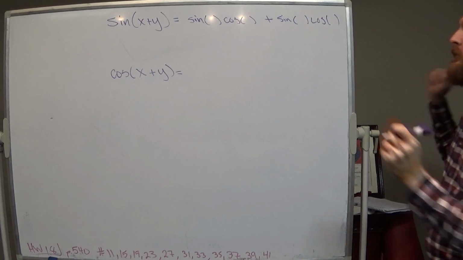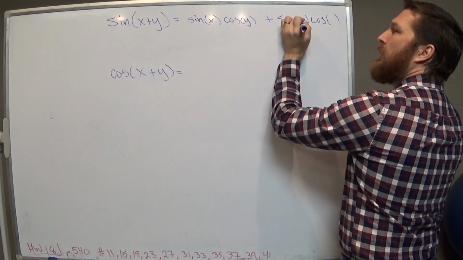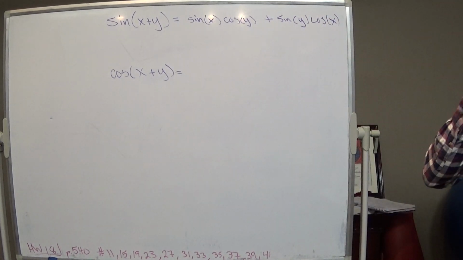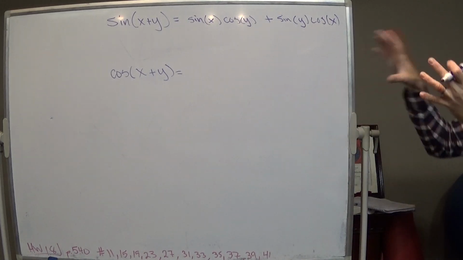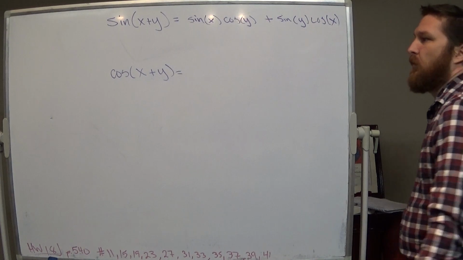Now, what do we do? x, y, y, x. x, y, y, x. Right. Otherwise, it would be really simple. It would just always be like sine, cosine. There are 2 of them. Okay, anyway. Now cosine(x + y).